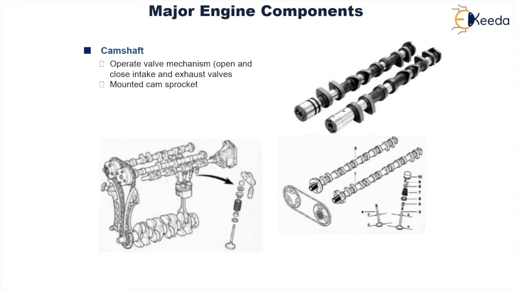It is mounted with the cam sprocket. It is connected to the crankshaft by timing chain or belt. It is made from chilled cast iron. Now we have operation of four-stroke and two-stroke engine.